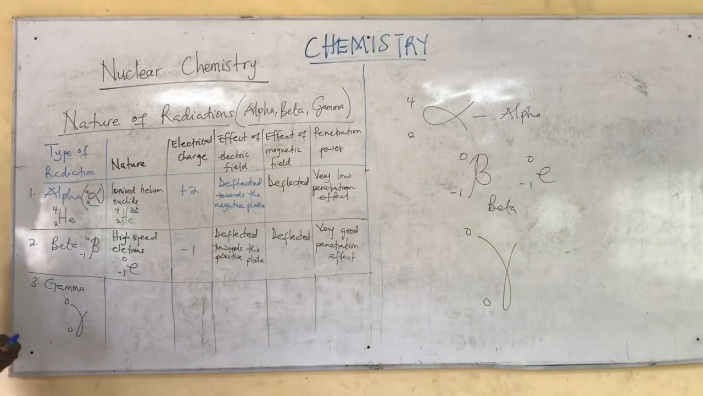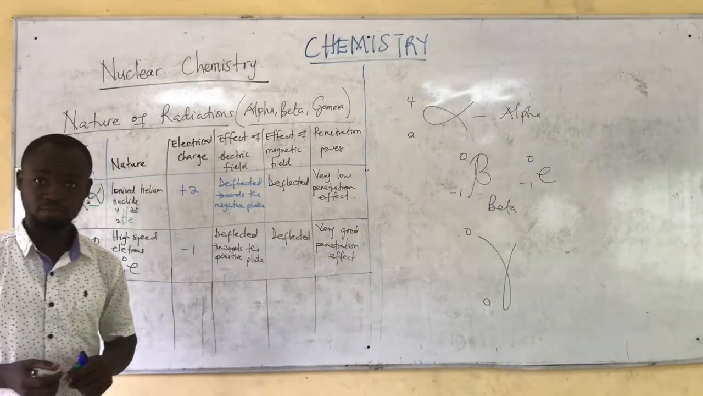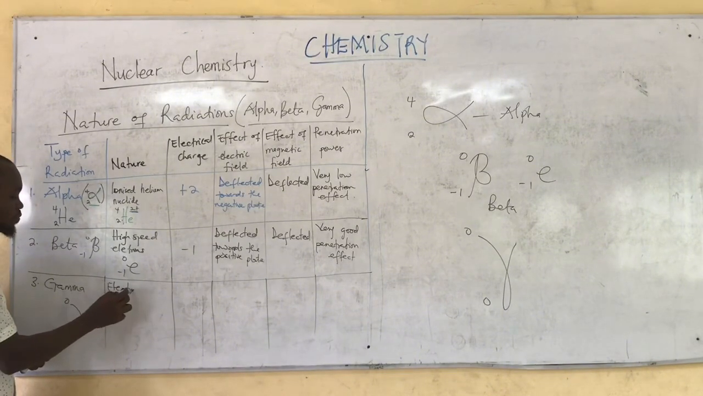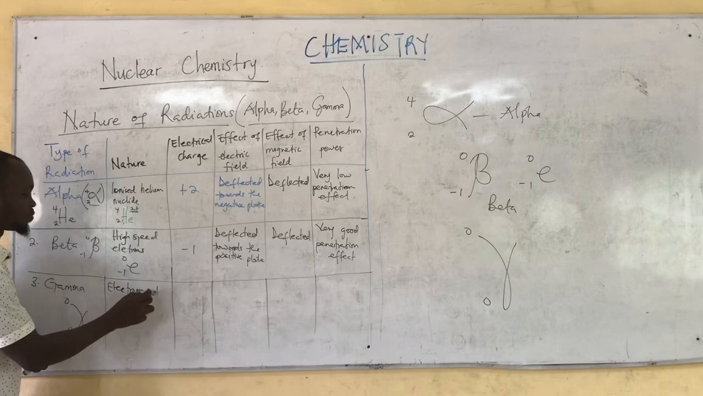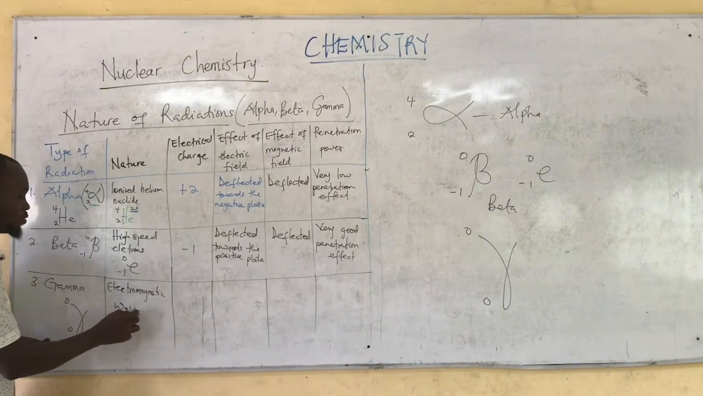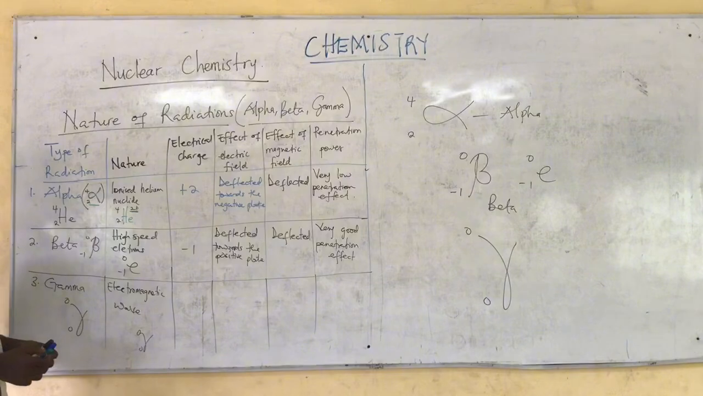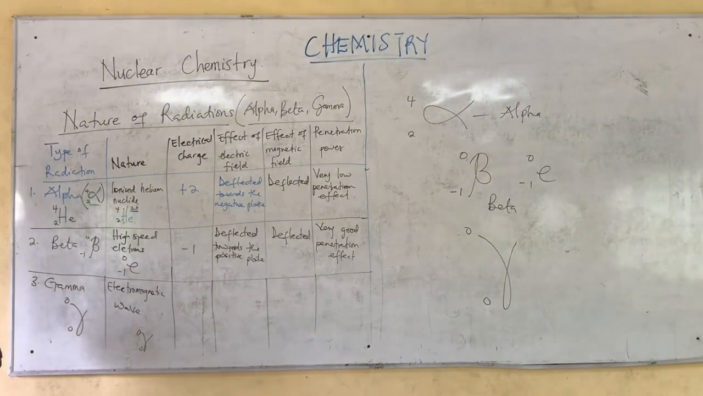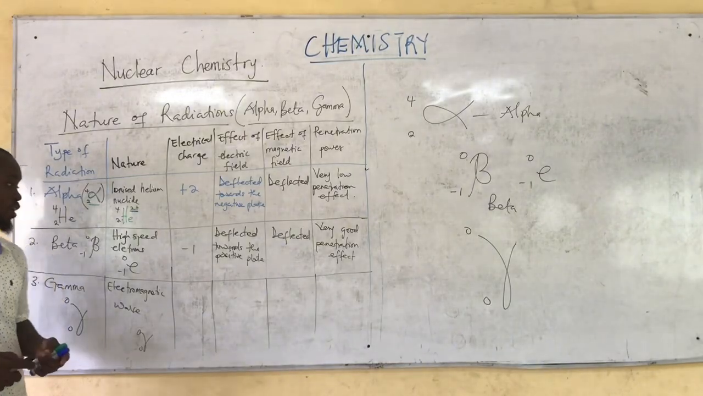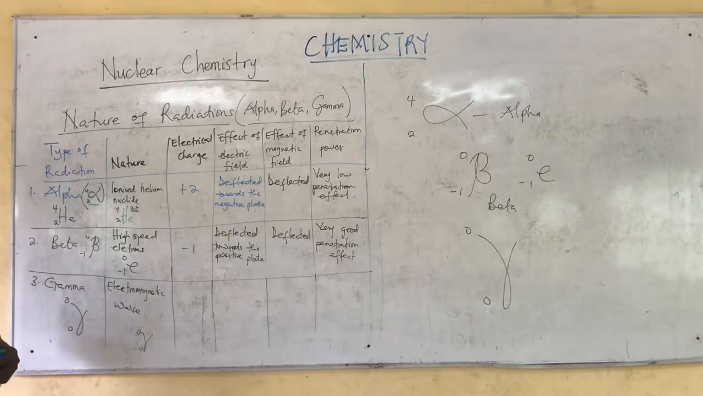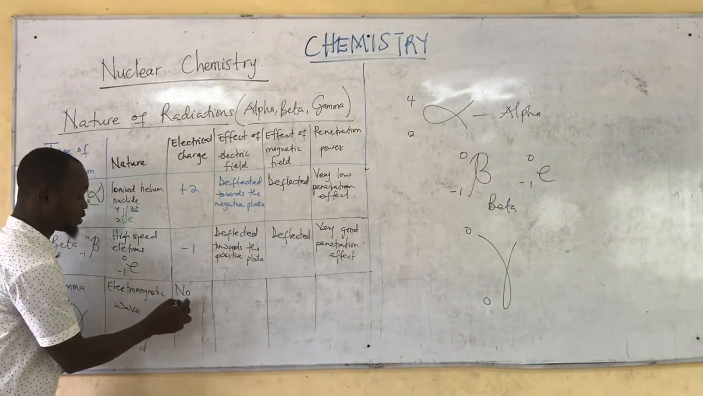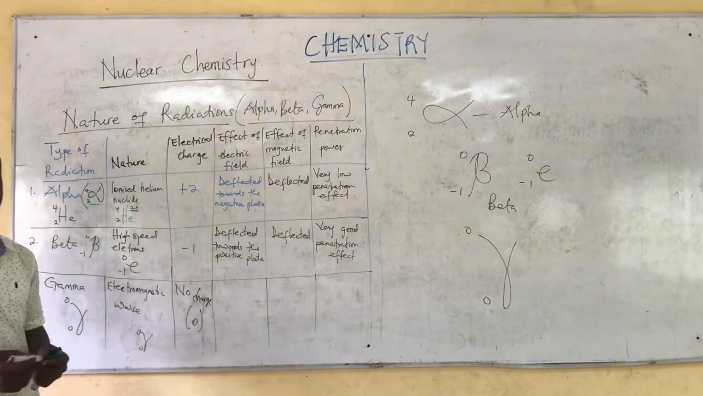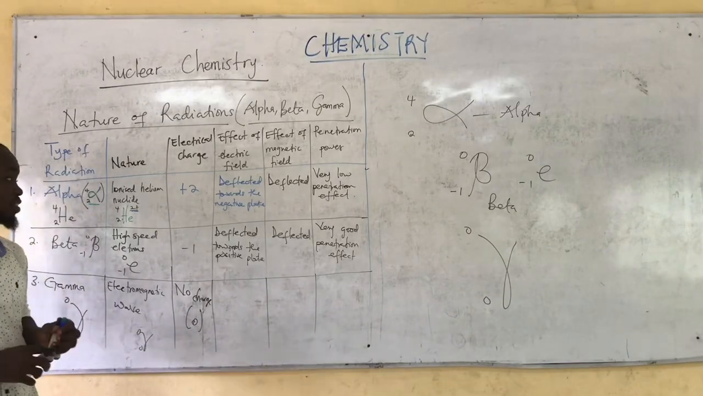Now, what is the nature of this gamma radiation? It is described as an electromagnetic wave. The gamma radiation is described as an electromagnetic wave, as the beta is described as a high-speed electron, and the alpha as an ionized helium nuclide. Is that okay? So what is the electrical charge of gamma radiation? The gamma radiation has no charge, or a charge of 0. It is electrically neutral.